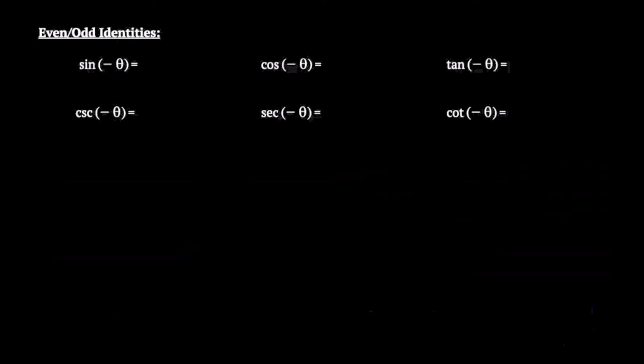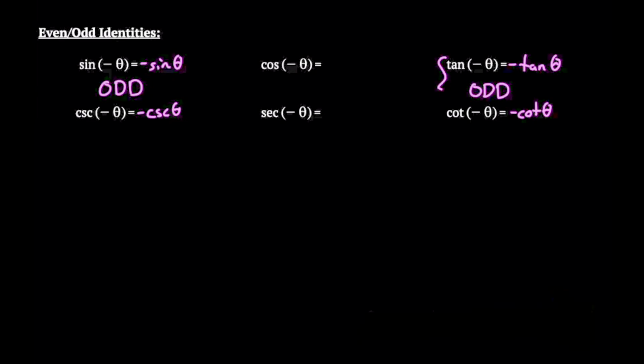The way we write all this with identities is we say that the sine of the opposite of theta is the opposite of sine of theta. Cosecant of the opposite of theta is the opposite of cosecant of theta. So with odd functions, these identities basically allow us to take the negative outside of the parentheses and put it in front of the trig function. Tangent and cotangent were both also odd, so they have the same property.